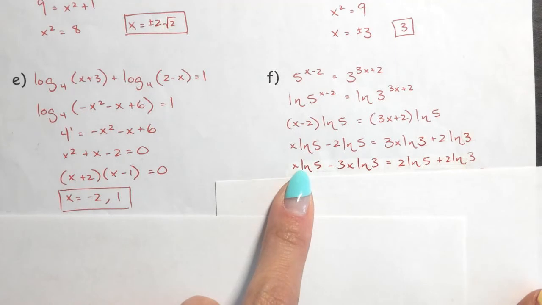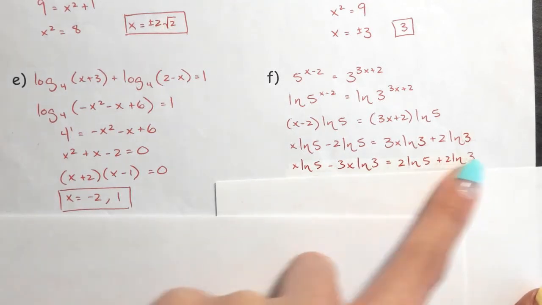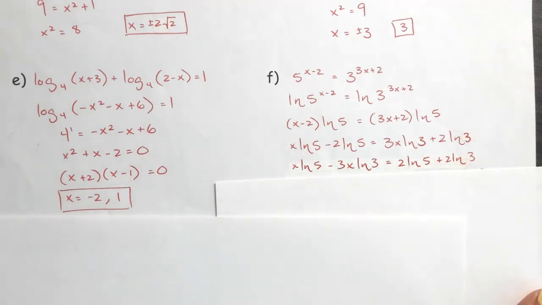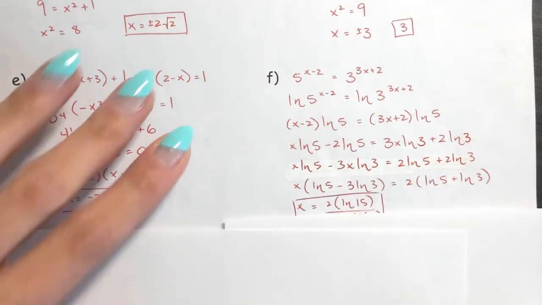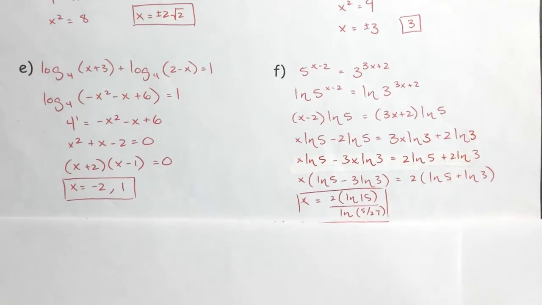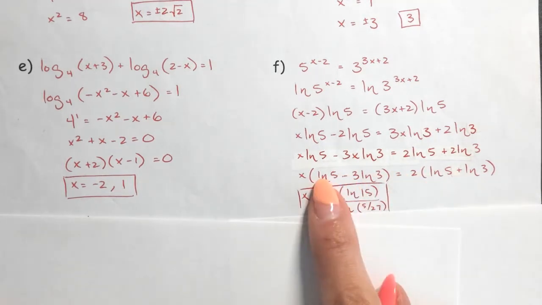Now I have an x and an x. Let's factor out the x. Okay. I know there's a lot going on here, but you're just solving for x. Factor out the x, and then you're going to divide. So factor out the x, which is this step right here, right? And then divide. So you get 2, blah, blah, blah, all over ln.